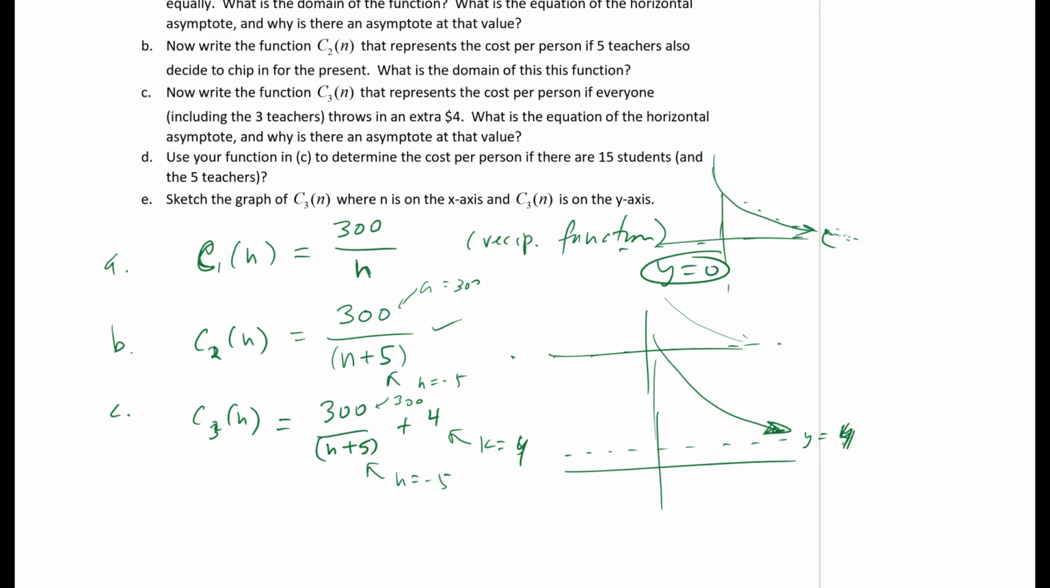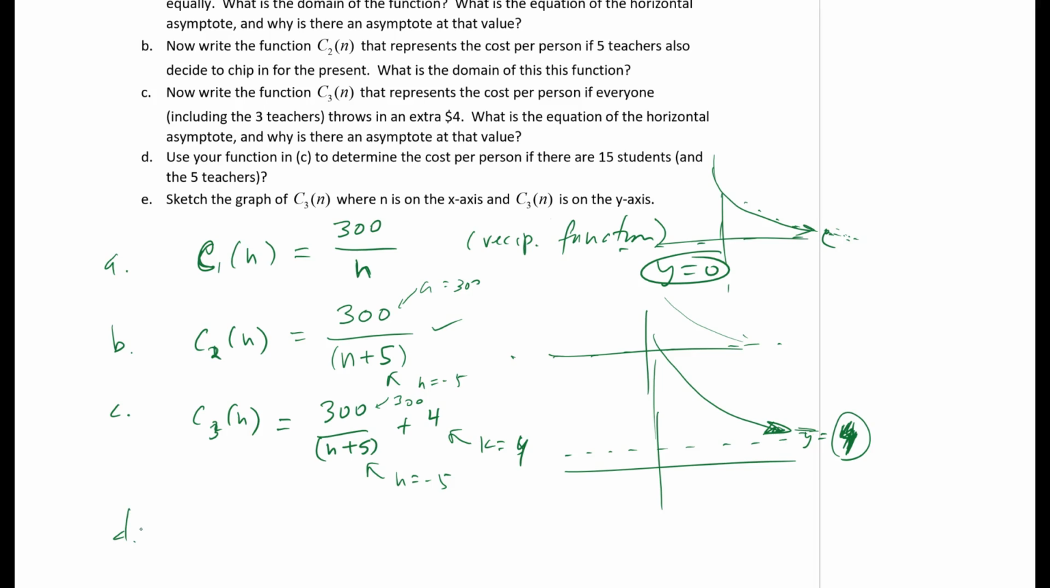Well, this makes sense that since everyone's paid exactly $4, everyone's going to owe $4 plus their share of the 300. So even if that share gets super, super small, they're still going to owe a little bit more than $4, and that's why this is an asymptote, but it never goes below 4 because everyone's paying at least that $4 in this part C.